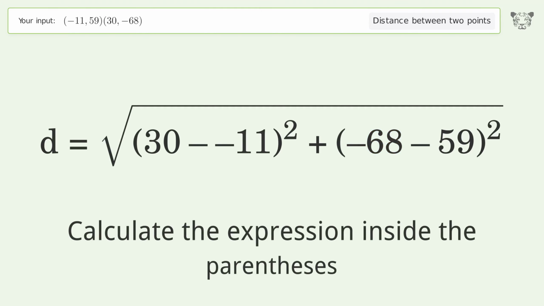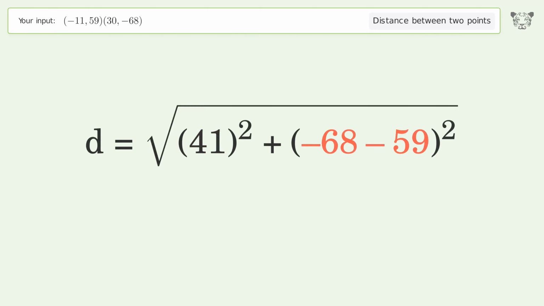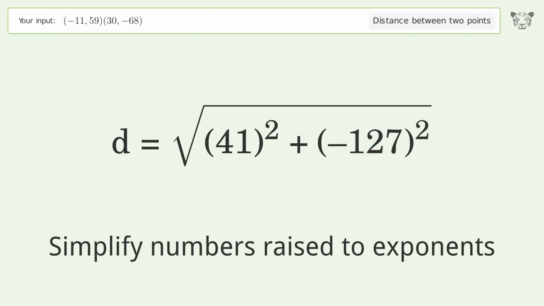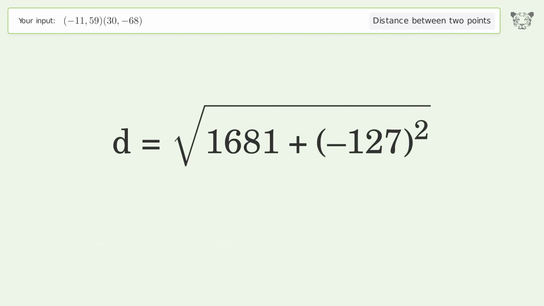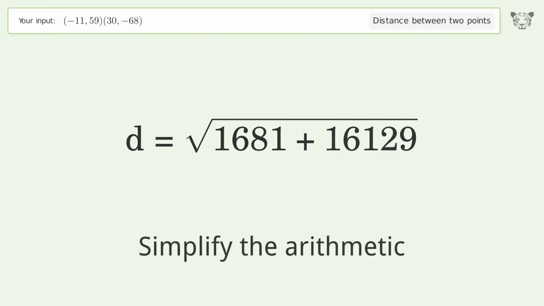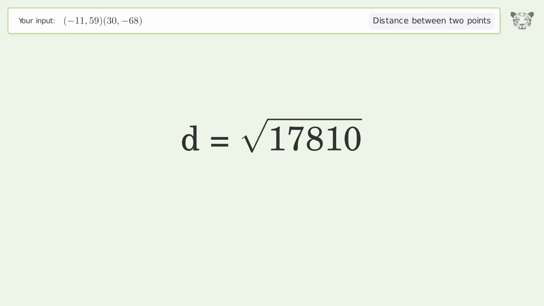Calculate the expression inside the parentheses. Simplify numbers raised to exponents. Simplify the arithmetic. And so the distance between the 2 points is the square root of 17,810, or 133.454.